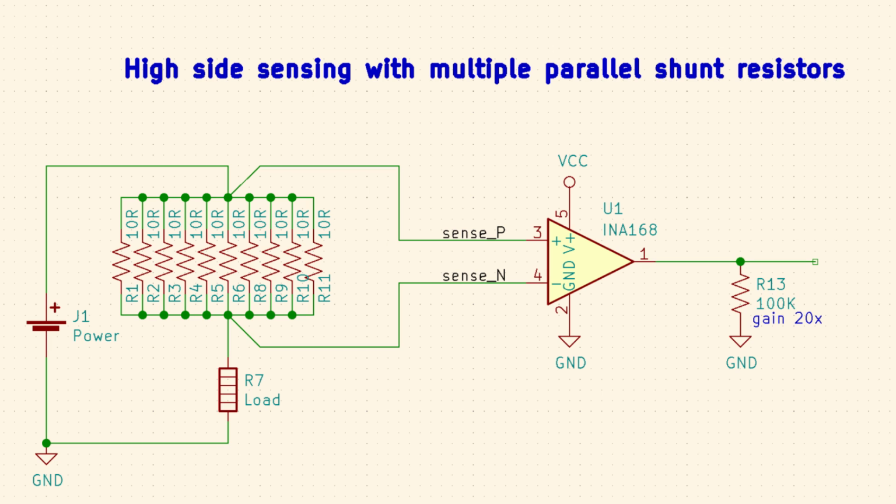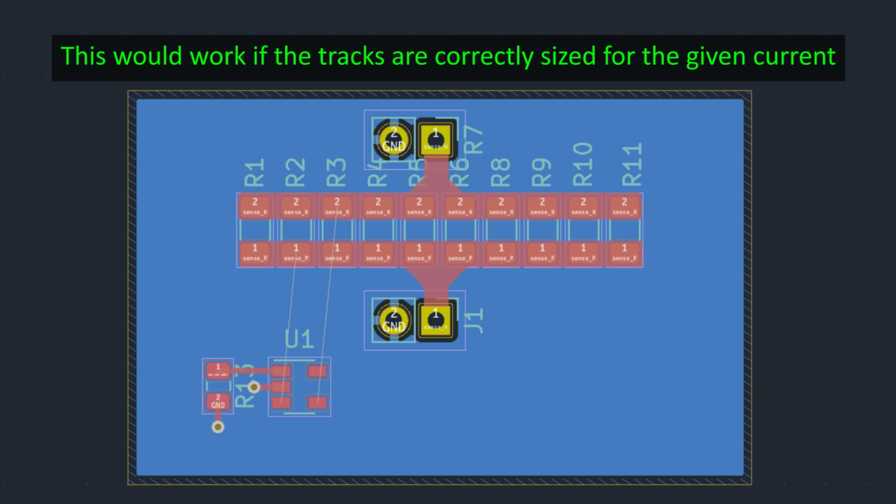The goal here is to share the load equally among all of our resistors, and we know current will always prefer the path of least resistance. So a first option for the force terminals would be this, to connect right in the middle of the shared connection with appropriately sized tracks.